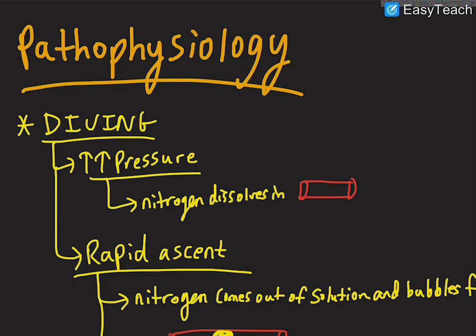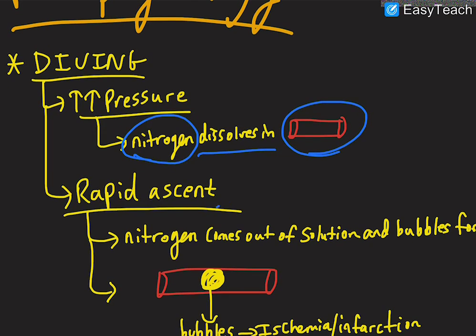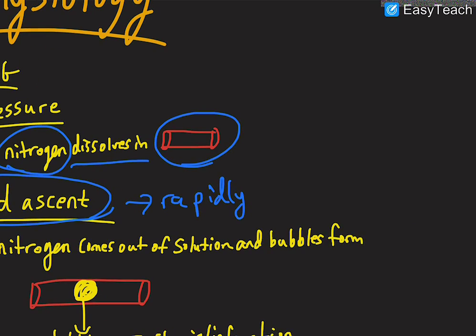So we can take the example of diving. When you dive, you go underwater, and as you go deeper, the pressure increases. When pressure increases, nitrogen dissolves in your blood vessels and tissues. That's perfectly normal. But what happens when you make a rapid ascent is that pressure reduces rapidly. So, rapid reduction of pressure.